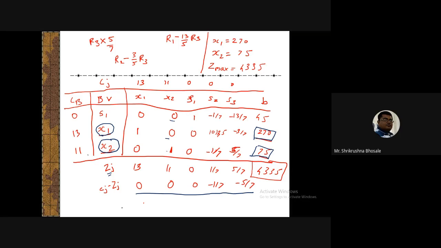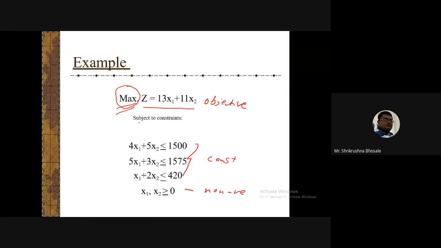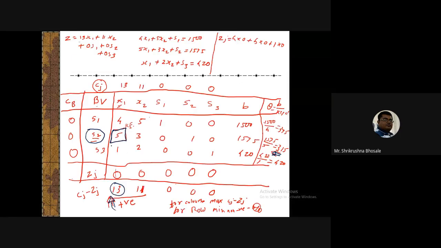Okay. So if I go to the previous slide here, maximize Z. Here I can write Z is equal to 4335, x1 is equal to 270, and x2 is equal to 75, whatever the values are. If you put these values in this equation, all equations will be satisfied. That is a cross check. This particular method is called the simplex method to solve the linear programming problem.